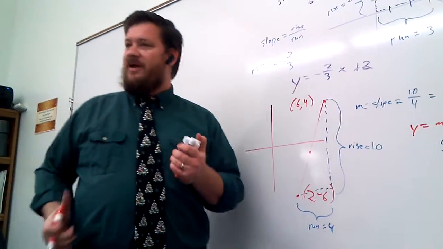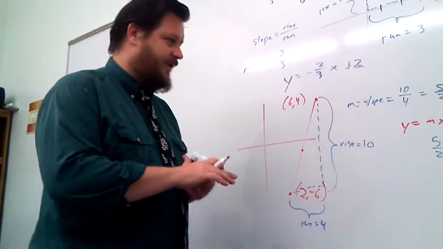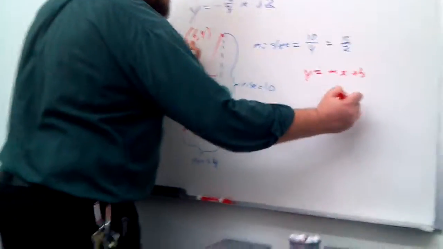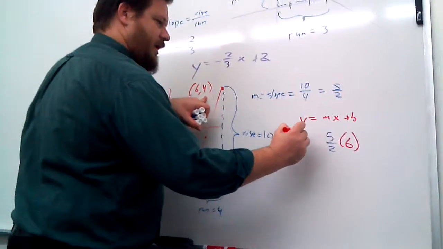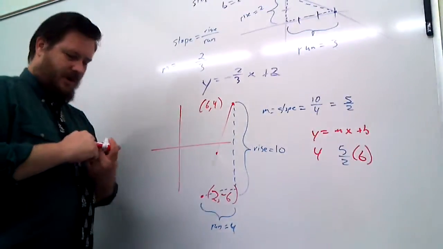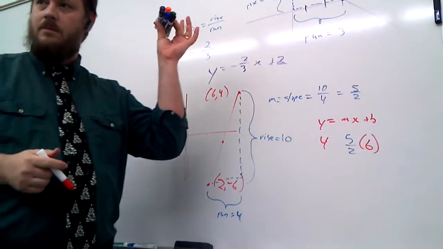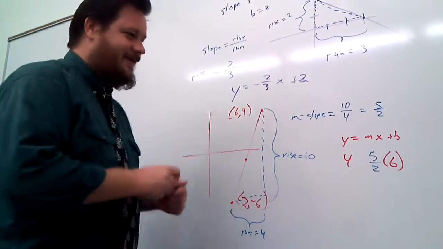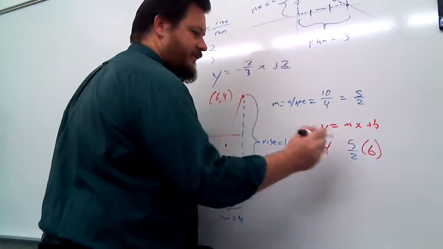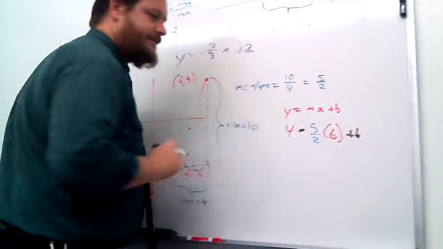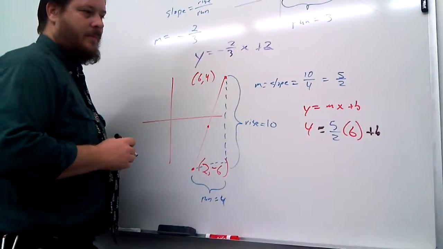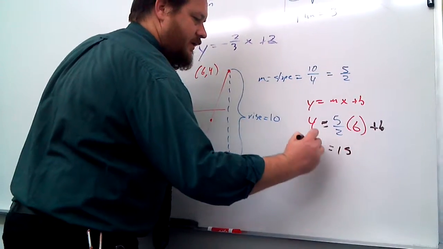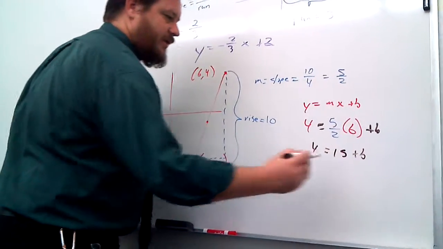Just like don't work with fractions if you don't have to. Don't work with decimals if you don't have to. So let's go with this top one here. So we have the x here, and the y. And so then all we need to find is b. Multiplying this, we get 15 equals 4, and the plus b over here. So what's b?